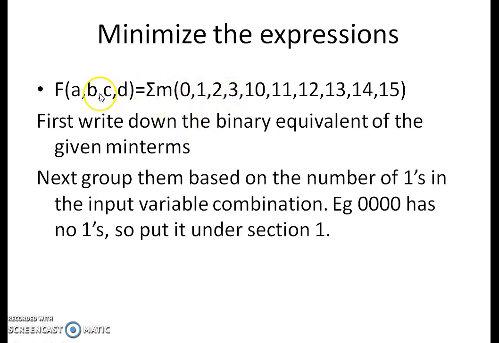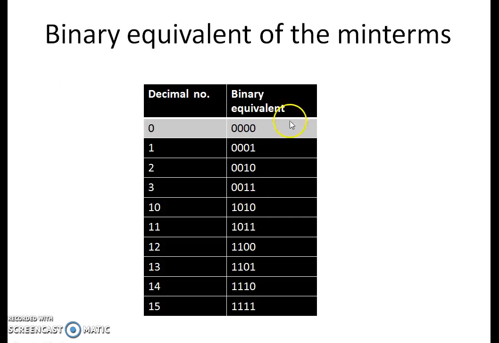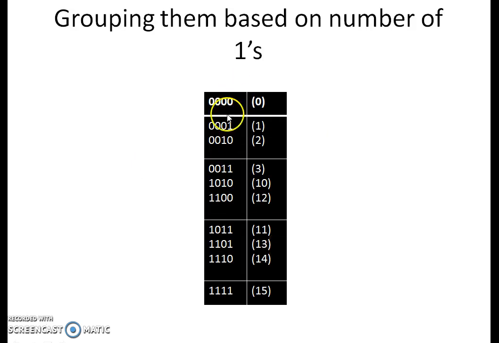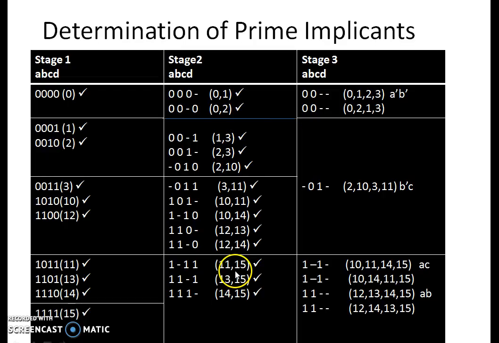expression. It's a 4 variable completely specified Boolean function that I have taken. First, what you are supposed to do is write down the binary equivalent of all these minterms and then group them based on the number of ones. So first I have converted all the minterms to their binary equivalents. Then I have grouped them based on the number of ones. Those with 0 ones I put here, those with a single one I put under the second section, 2 ones under the third, and so on.